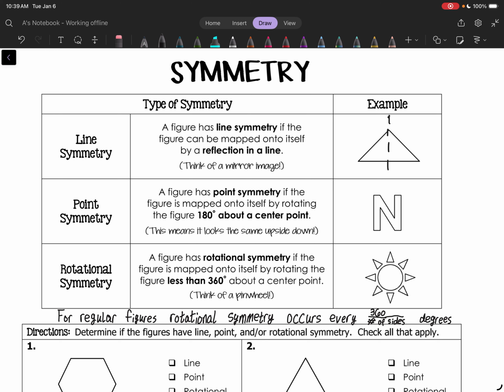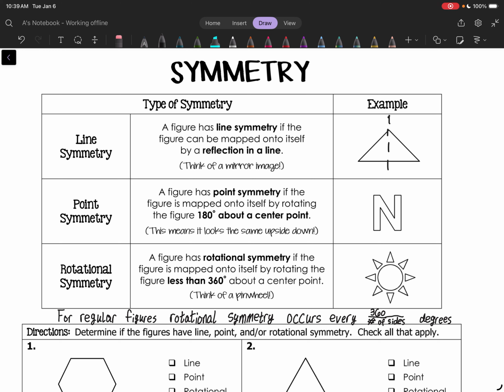Point symmetry. A figure has point symmetry if you can flip it upside down and look like the same figure. So it has to be 180 degrees about the center of the object. So take your paper or draw an N on a piece of paper and spin it upside down. It'll still look like the N. That is point symmetry. Now, if you have point symmetry, you have to have rotational symmetry.